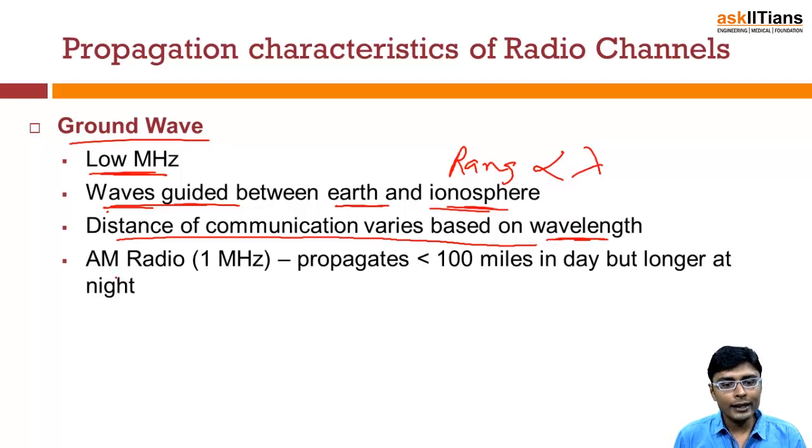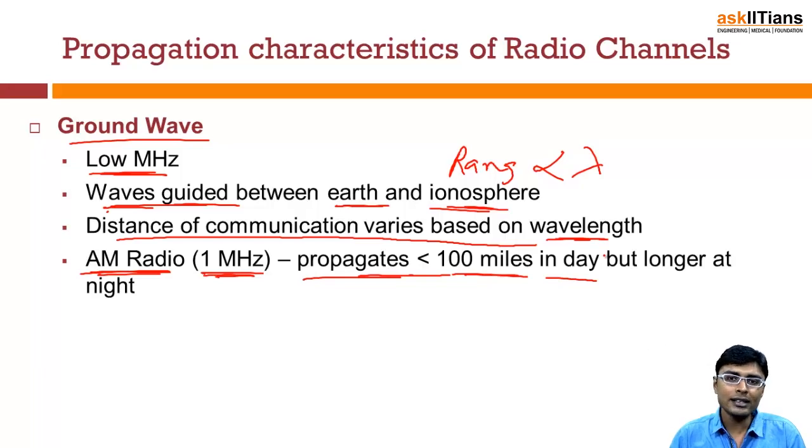If we take an example of AM radio, you might have heard the radio. AM radio operates at a frequency of around 1 megahertz, and the propagation is less than 100 miles in the day but longer at night. So the distance changes on a day and night basis, because the characteristics of the layers change between day and night. Therefore the range also changes according to the day and night timing.